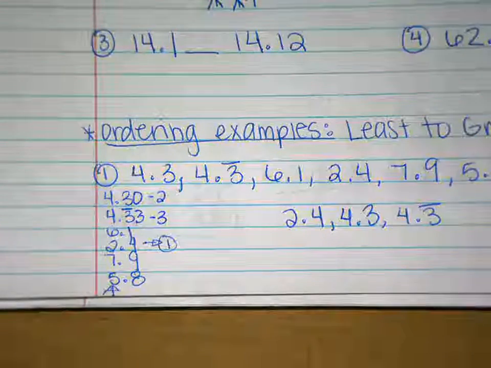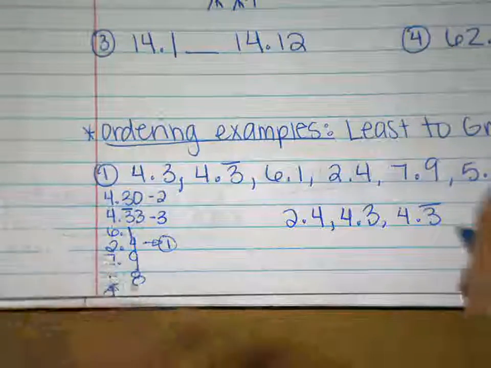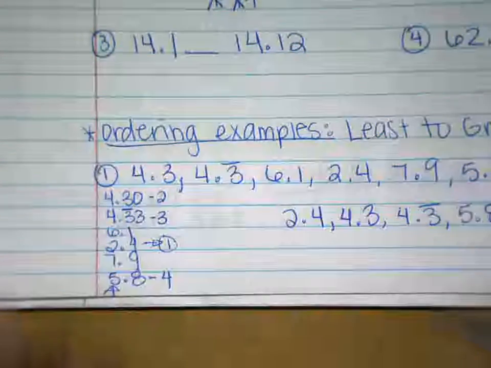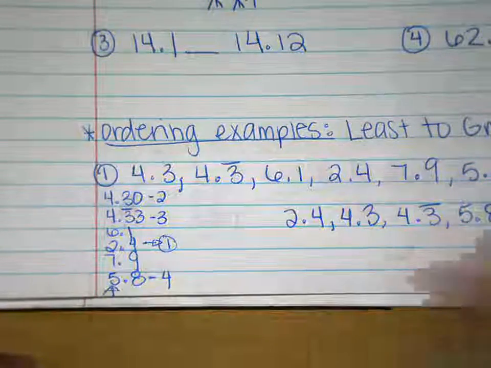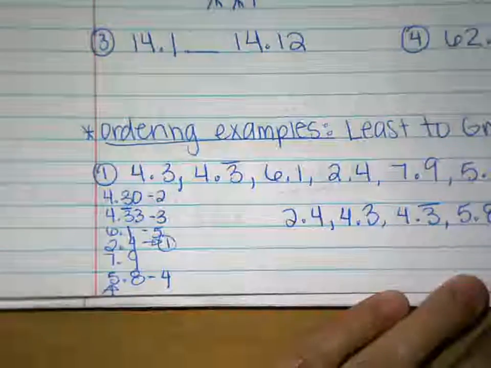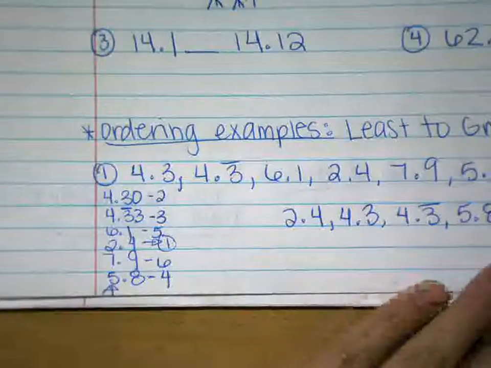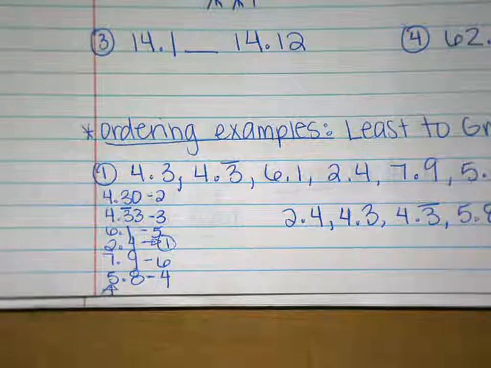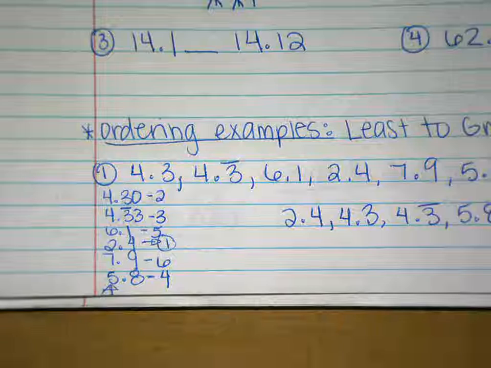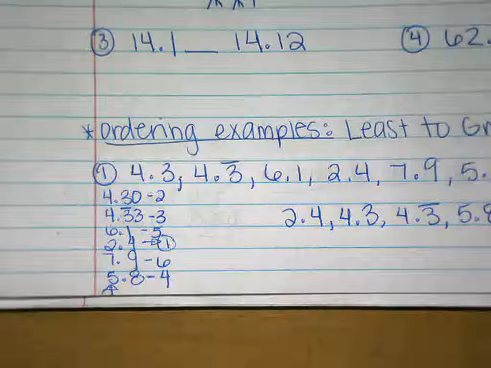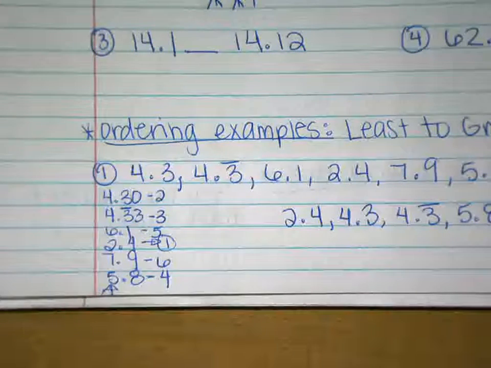Then I go back to the ones column again. Find the next smallest number. I see a 5.8. So my next smallest is 5.8. Go back to the ones column again. I see a 6.1. And last but not least is my 7.9. So notice I looked at the ones column first, and then I looked at the tenths column. And then if you need to go to the hundredths column, you go to the hundredths column. But I'm going in order from left to right that entire time, just like you read a book.